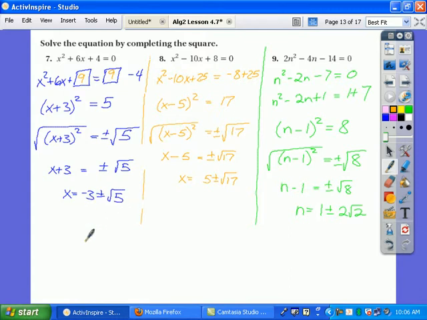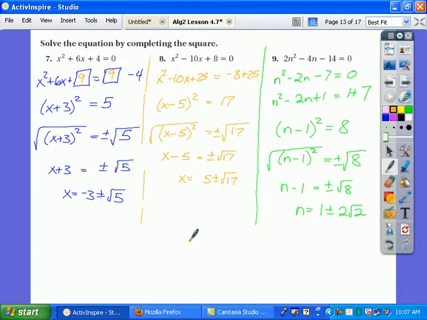Same idea for number 8. We move over the 8. I then see that I need to add 25 to both sides. This factors into x minus 5 squared. Again, this sign is dependent on whatever the sign is of the middle term. We use the square roots method. x minus 5 quantity squared, square root it. Again, we get x minus 5 equals plus or minus square root of 17. That's not going to simplify. And we add the 5 over to get our 2 solutions. Remember, every quadratic equation has 2 solutions.